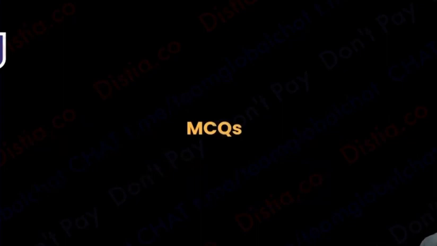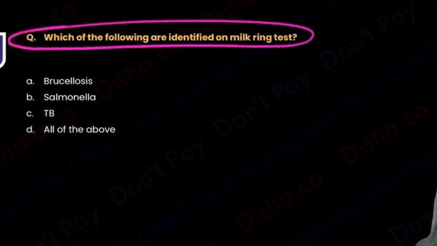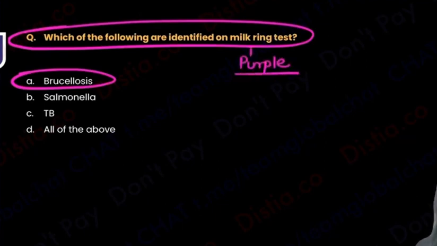And yes, that helps us finish brucellosis. We are ready for a few questions, I suppose. Quickly tell me, which of the following is identified on a milk ring test? How easy a question. Milk ring for animal milk, matlab brucellosis. What is the color? You get a purple color ring, purple blue color ring on the top.